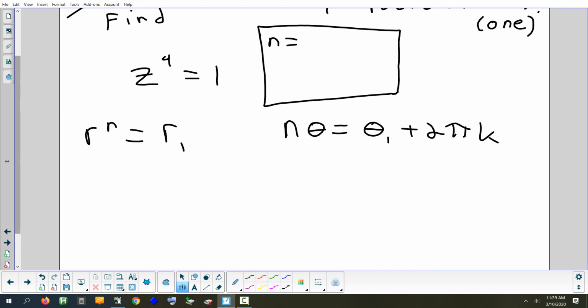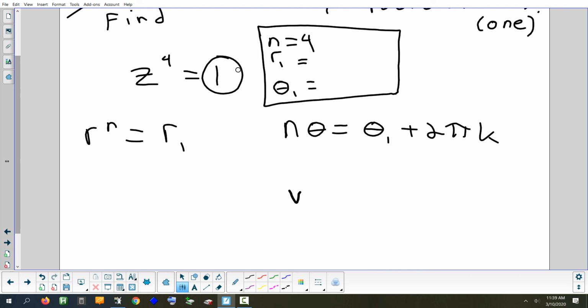Yeah, 4. That's the root you're taking. We'll fill it in later. So n is 4. The other thing we need to fill in is R1 and theta 1. R1 and theta 1 is exactly what you did in the homework. Find R, find theta. Write that number in trig form, number 1.